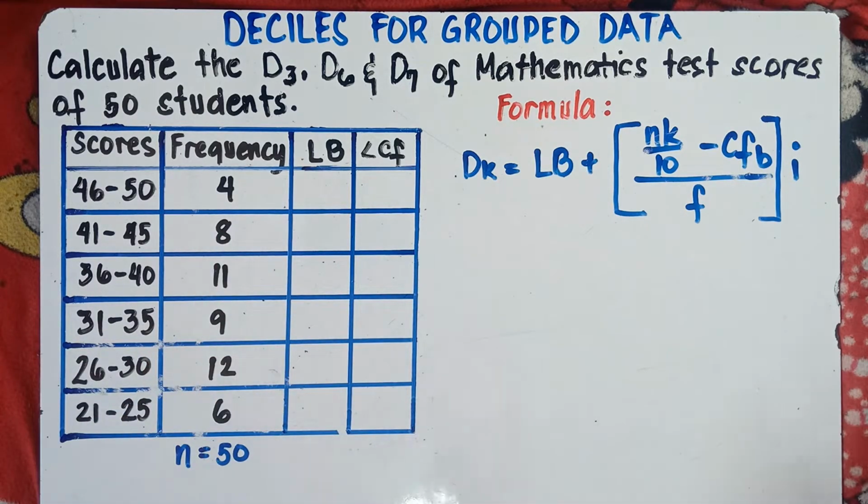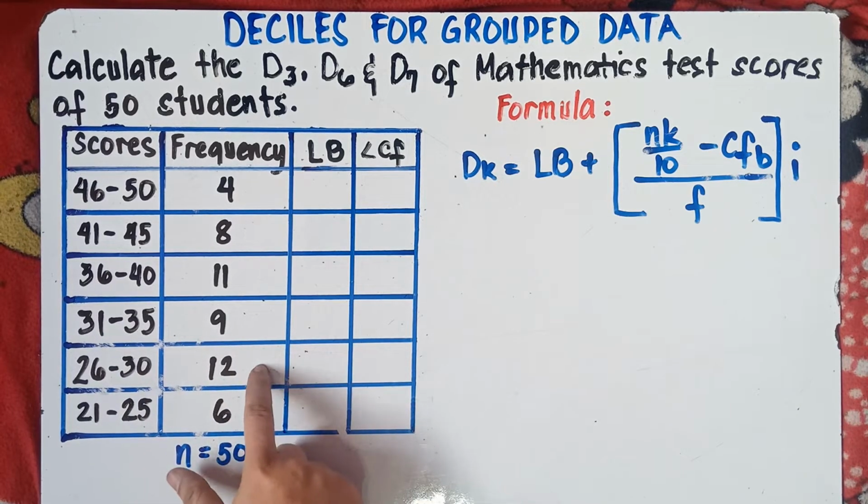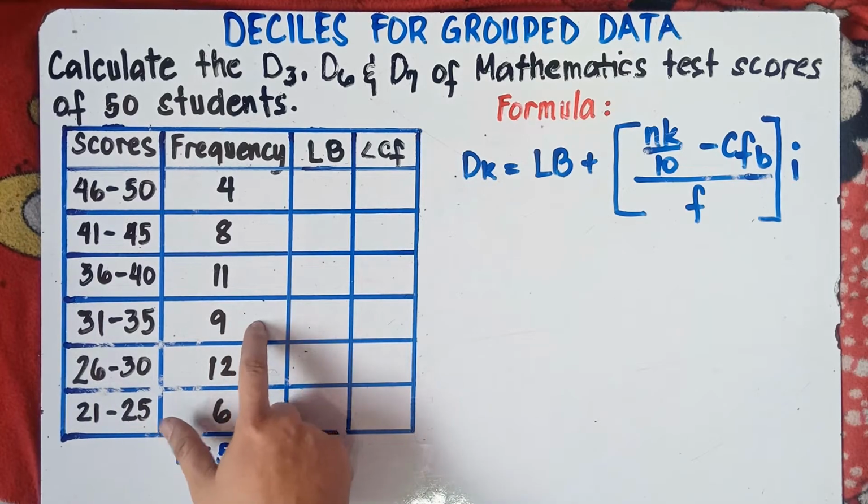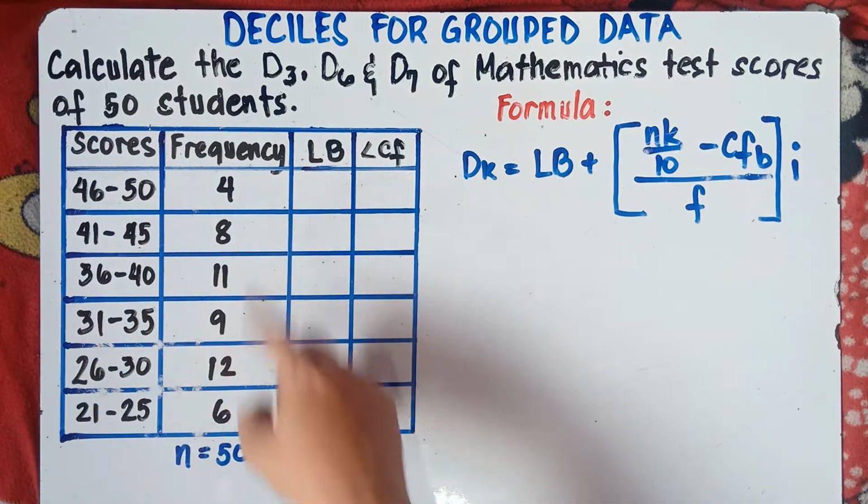Now for grouped data, class, the scores are already given as well as the frequency. Let's talk about the frequency. The frequency means how frequent the score is occurring. If you have 6 in this particular row, it means that 6 students got a score from 21 to 25. You have 12 in this row, it means that 12 students got a score from 26 to 30. 9 students got a score from 31 to 35, and so on.